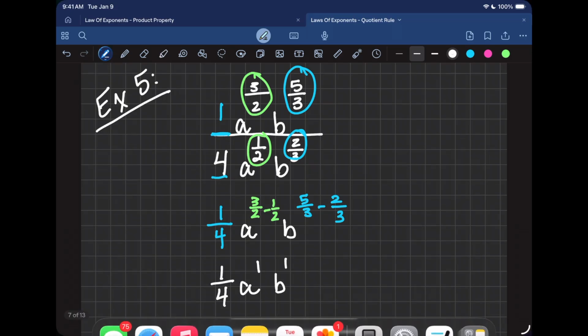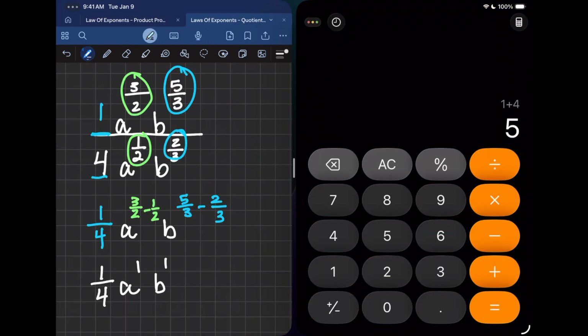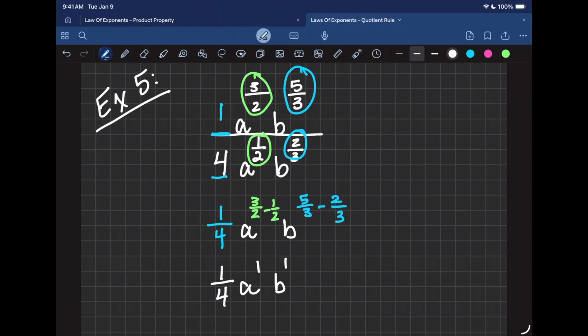Again, if you were to check that calculator, go in order of what you have. So for that green one, I have 3 divided by 2 minus 1 divided by 2. And I get 1. Looking at my b's, we had 5 divided by 3 for that first fraction, minus 2 divided by 3 for that second fraction, and I also get 1. So looking at my final answer, we have 1/4 a to the power of 1, b to the power of 1, but again, we don't have to include those ones as our final exponent. We can leave it just like this.